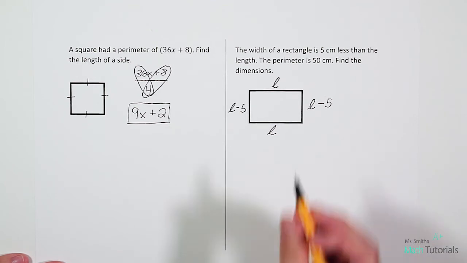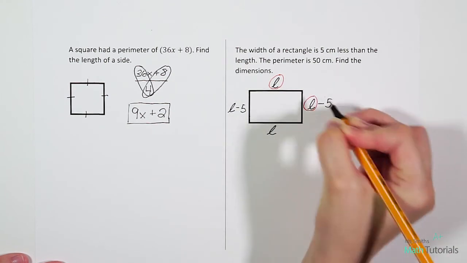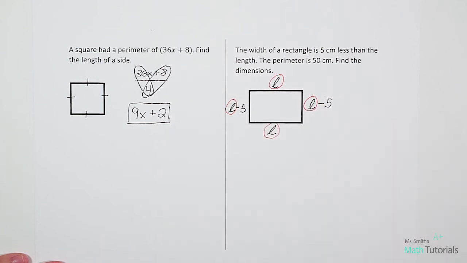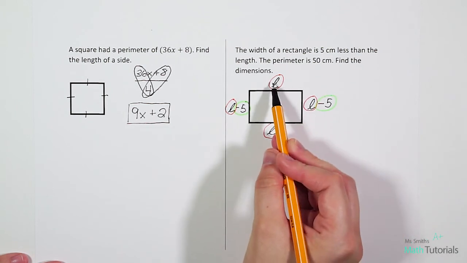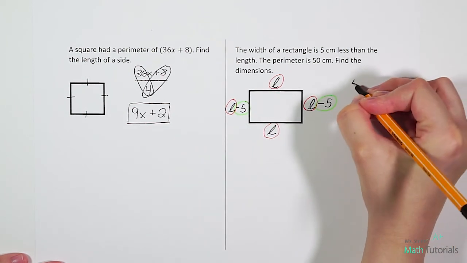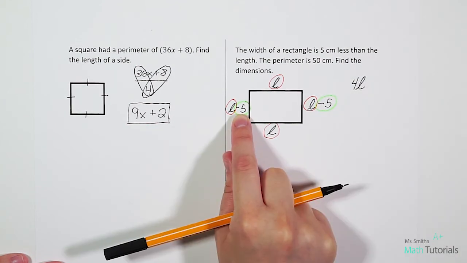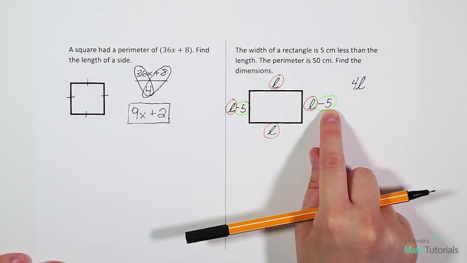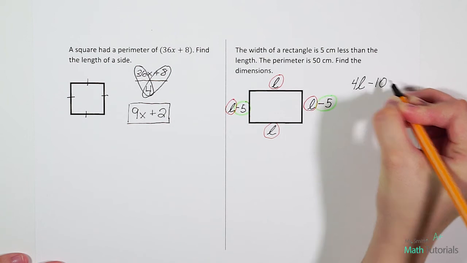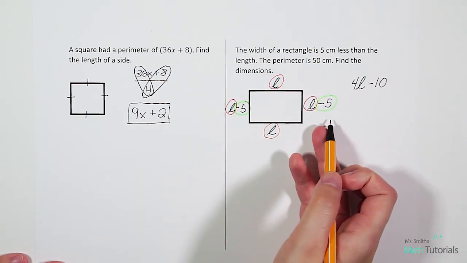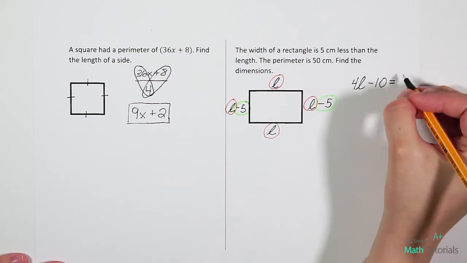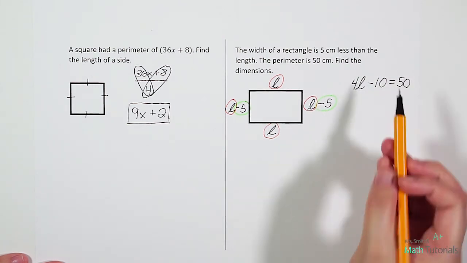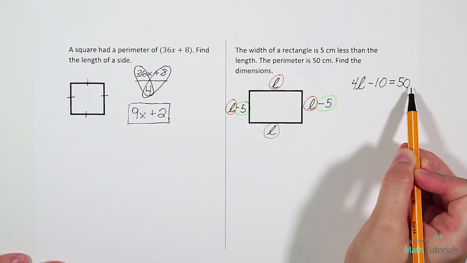So I'm going to circle all my L's in red. These are all my like terms that have an L in them. And I'm going to circle all my constants in lime green. Now, how many total L's do we have? Well, we've got 1, 2, 3, 4. So we have 4 L's. And a -5 plus a -5 gives us a -10. Once we've added up all the sides, we know that that would be equal to the perimeter, which it told us the perimeter is 50 centimeters. So we can say equals 50. We've now set up an equation where we can solve for the length.